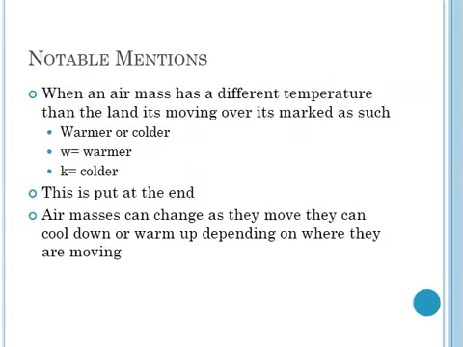So just a few things to make sure we talk about. When an air mass has a different temperature than the land it's moving over, it's marked for that. So we use W for warmer and K for colder. Why do you think we use K instead of C? C is already being used. So that's just going to tag along at the end.